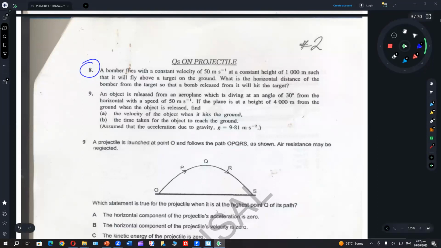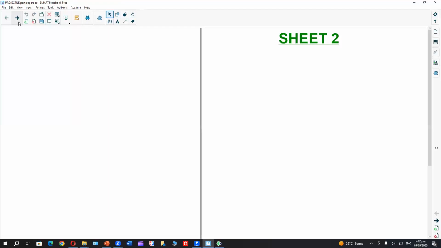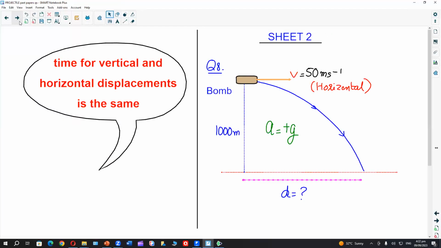Now, hopefully you have read the question. Let's try to start this question now. And I have made a diagram here. It's a paper 2 style question, so I should be making a diagram. I have made a diagram according to the question. So please copy this diagram along with the footnote. The time for vertical and horizontal displacement is the same.